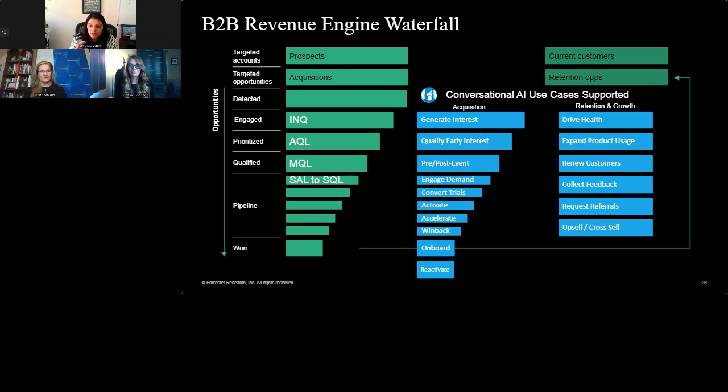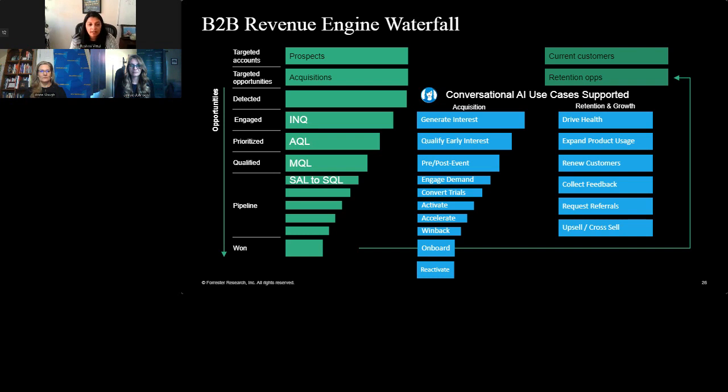There's the activate and accelerate. I'm going to talk about those two in a second, because I have some great examples there. And then on the right-hand side, those are retention and growth. This is now, once you become a customer, you could onboard them even using conversational AI. Then you could drive that continued help.